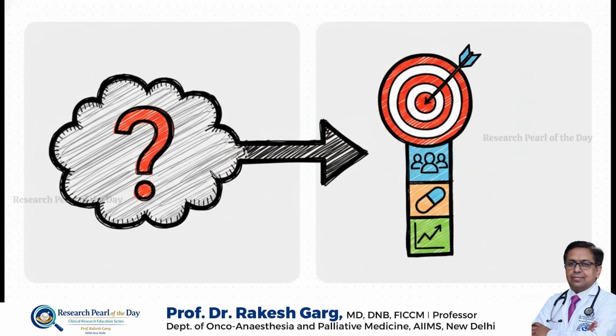Well, we use this awesome tool called the PICO framework. It forces us to get specific. P is for population. Who exactly are we studying? E is for exposure. What's the intervention? C is for comparator. What are we comparing it against? And O is for outcome. What are we actually measuring?